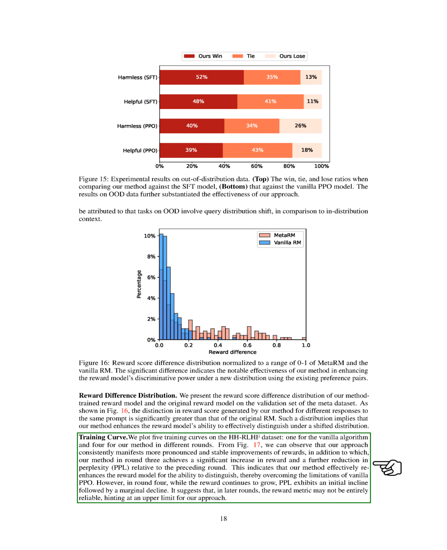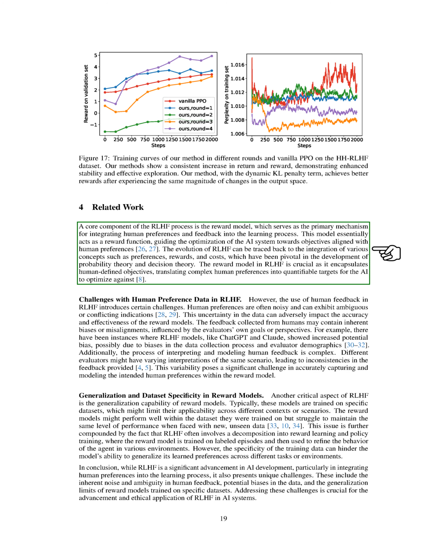We plotted 5 training curves on the Anthropic Helpful and Harmless RLHF dataset, 1 for the vanilla algorithm and 4 for our method in different rounds. Our method consistently showed more pronounced and stable improvements of rewards. In the 3rd round, our method achieved a significant increase in reward and a further reduction in perplexity, PPL, compared to the previous round. This suggests that our method effectively enhances the reward model's ability to distinguish, overcoming the limitations of vanilla PPO. However, in the 4th round, while the reward continued to increase, PPL showed an initial increase followed by a slight decrease. This suggests that the reward metric may not be entirely reliable in later rounds, indicating a limit to our method. The reward model is a key component of the RLHF process.